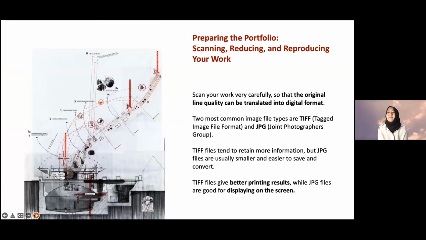And then, scanning, reducing, reproducing your work. This is something technical, but it is important. The two most common image file types are TIFF and JPEG. TIFF files tend to retain more information, so if you want to store more information, use TIFF. But JPEG files are usually smaller and easier to save and convert. Consequently, TIFF files give better printing results, while JPEG files are good for displaying on the screen.